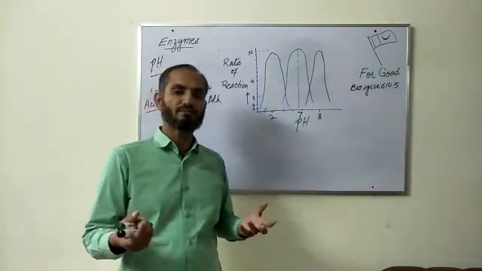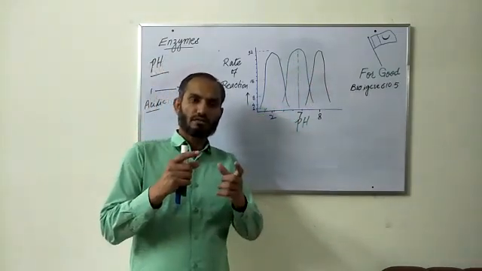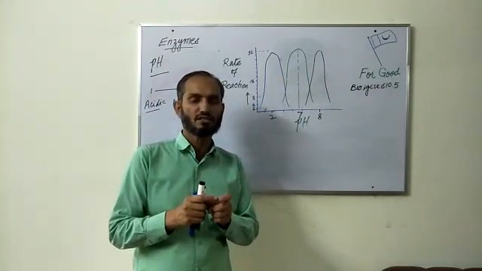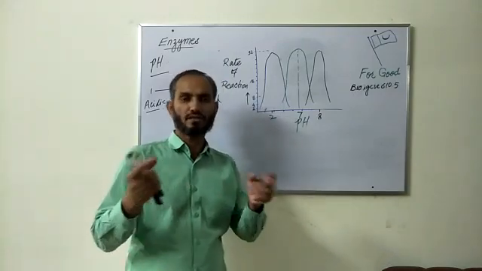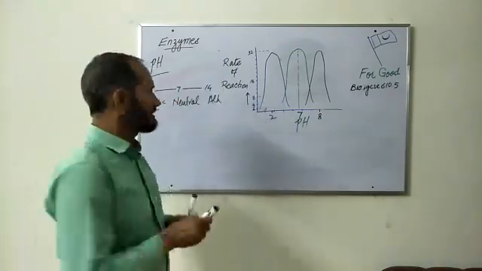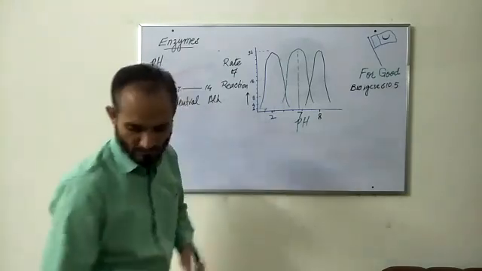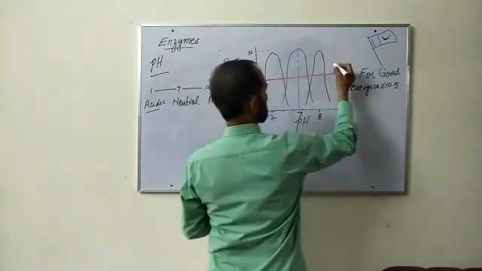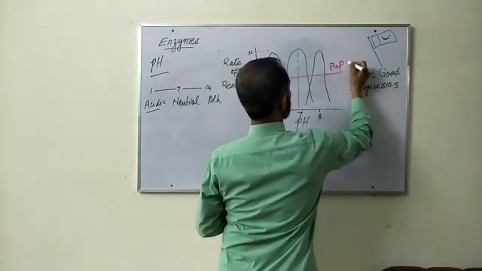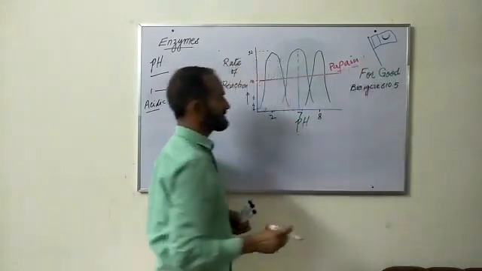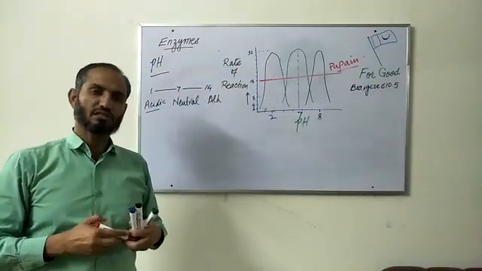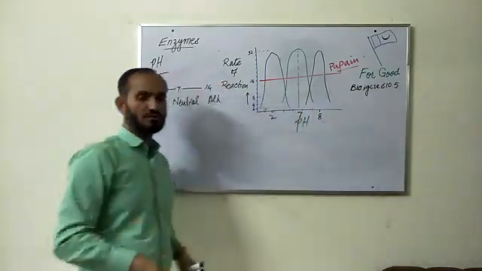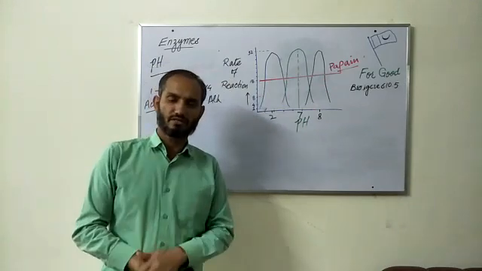There are very few enzymes which are of very strong structure, very strict structure, highly resistant to change in pH, so their rate of reaction is not affected by the change in pH. For them, the graph will be like this. For example, this is papain. Papain is an enzyme which is not affected by any change in pH. So whatever the pH is, their rate of reaction is almost constant. But such examples are very rare.